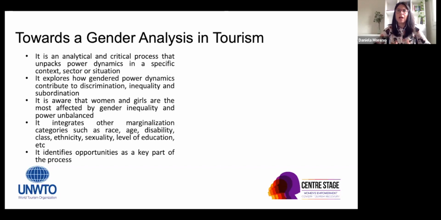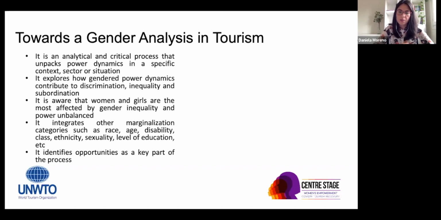Because women with a very high level of education don't face as many inequalities as women who don't have that level of education, right? So we have to compare the different situations, and this is through the inclusion of these categories.